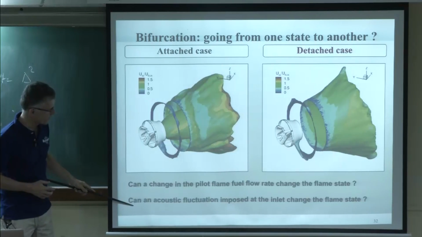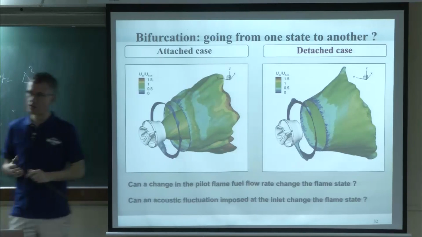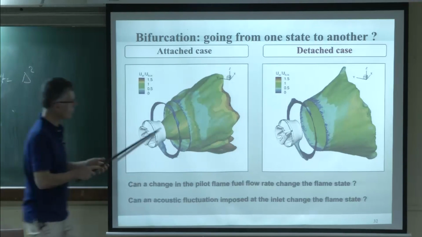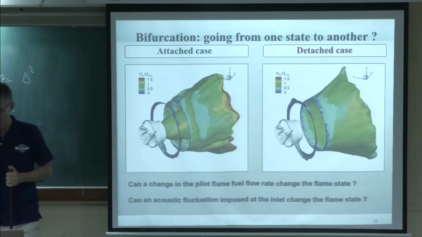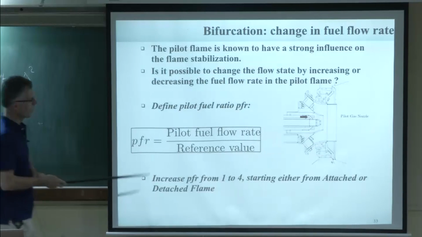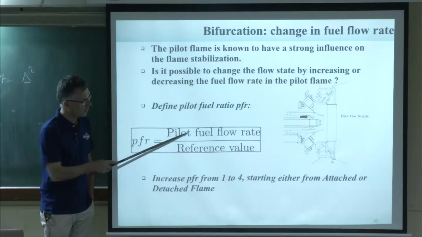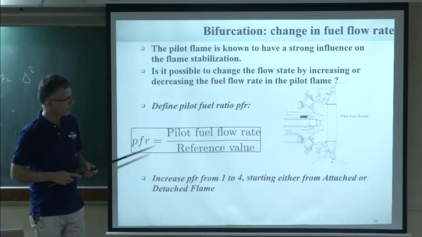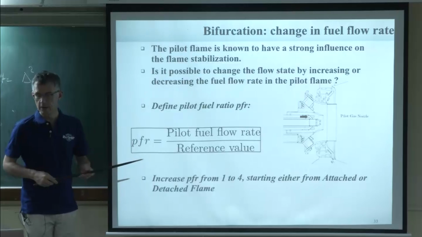The other thing you can imagine also is, are those flames resistant to pulsation? Because if there is an acoustic forcing in this system, if you shake these flames, maybe you will quench that one into this one or vice versa. So this can be checked using LES. For example, you can define the ratio for the pilot fuel flow rate, saying it's the pilot fuel flow rate you have divided by the reference value. We're going to increase that, and you're going to see the effect. And then we're going to add forcing to see what's happening.